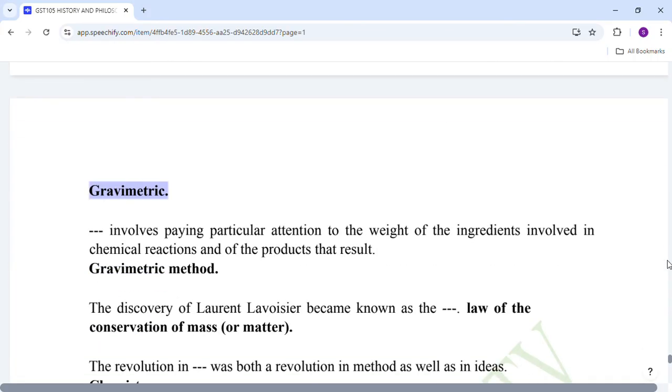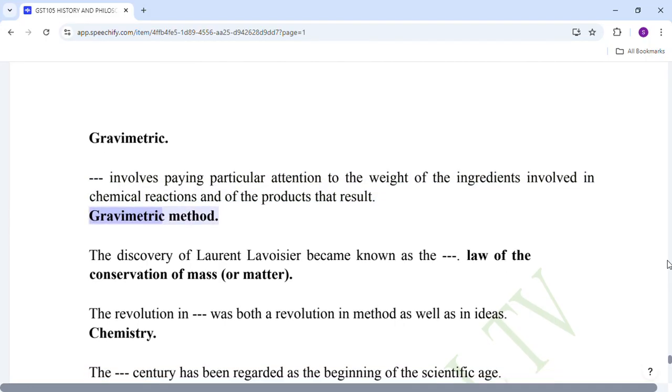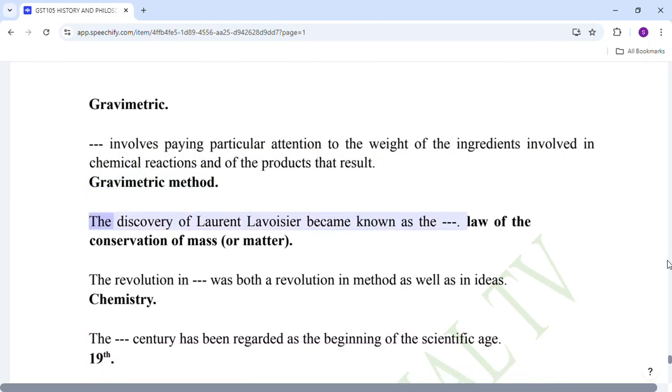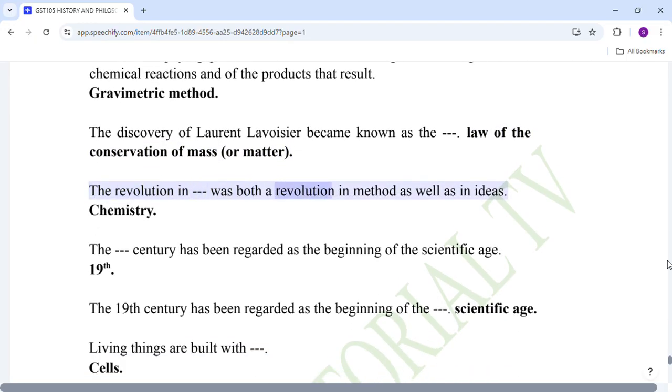Gravimetric method involves paying particular attention to the weight of the ingredients involved in chemical reactions and of the products that result. The discovery of Laurent Lavoisier became known as the law of the conservation of mass, or matter. The revolution in chemistry was both a revolution in method as well as in ideas.